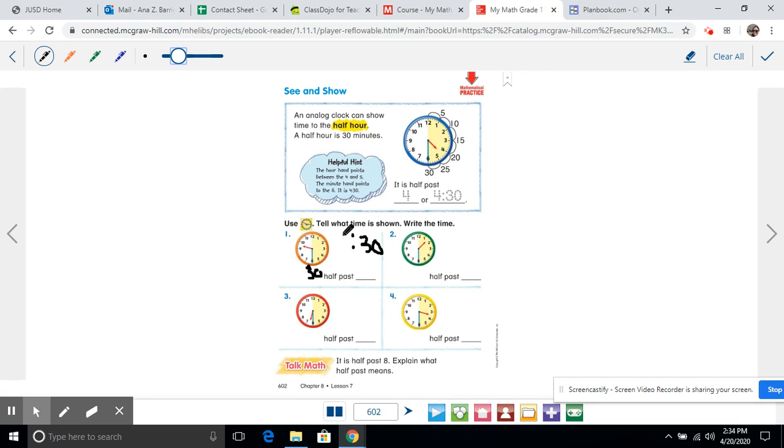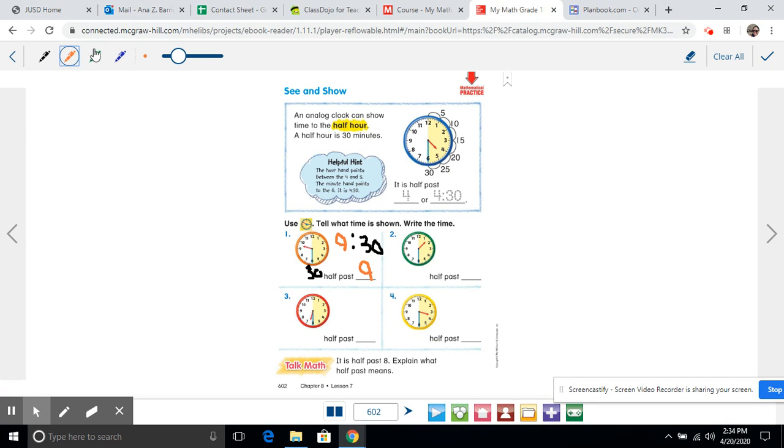Then on the left side, right here, we need to decide, is it 9 or 10? Do you remember what I told you? When you had to pick between two numbers, you pick the smaller number, which is 9. So we're going to write 9:30. Now, here it says half past. Well, it's half past 9. And you're going to do that for the rest of these right here.